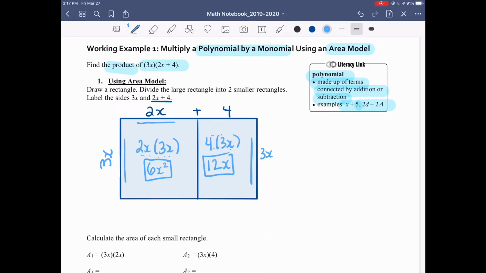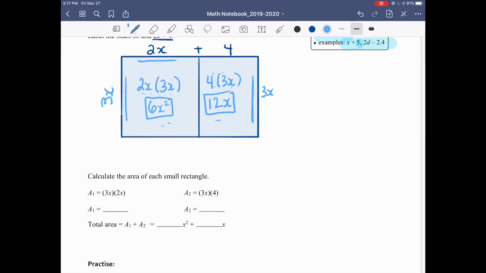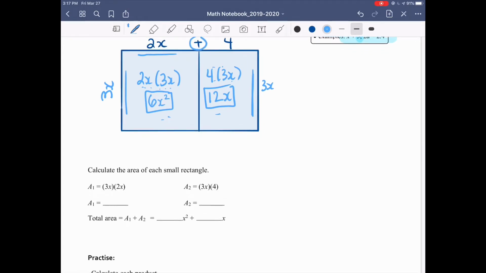So now you have these two answers. What do you do with them? You combine them together with a plus sign in between, because that's what we had originally. The area of the first one, 3x times 2x, was 6x squared, and the area of the second one was 12x. The total area is area 1 plus area 2, so 6x squared plus 12x is the final answer of 3x times 2x plus 4. That's our final answer.